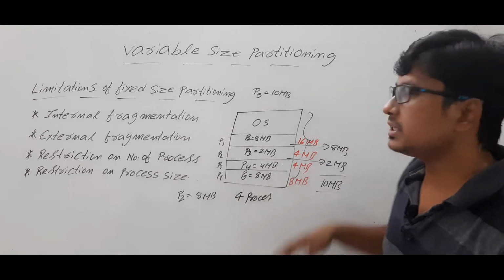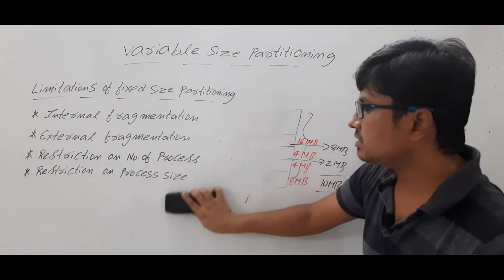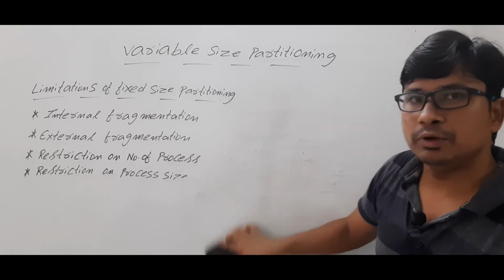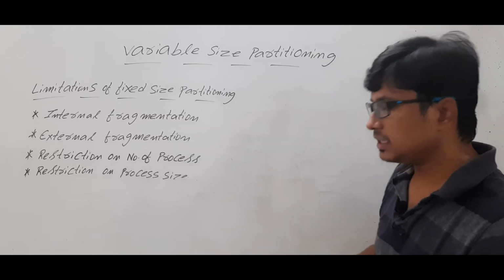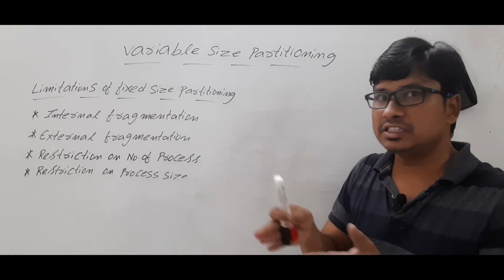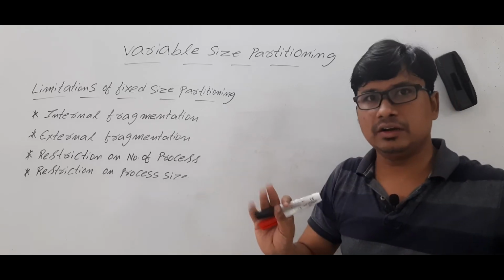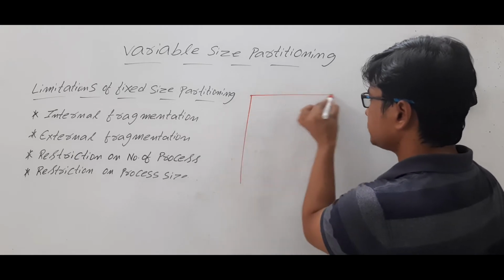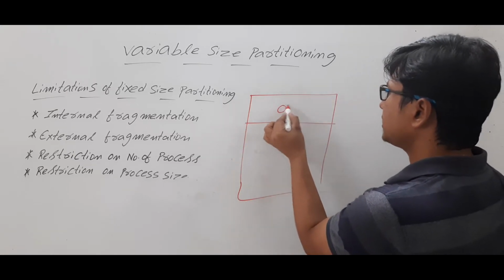So these are the limitations of fixed size partitioning. Now we will discuss variable size partitioning and how many limitations will be overcome. In variable size partitioning, the number of partitions will not be fixed. There are no partitions at all. Is it clear? Are you able to understand? We have the main memory, and then we will have the operating system.